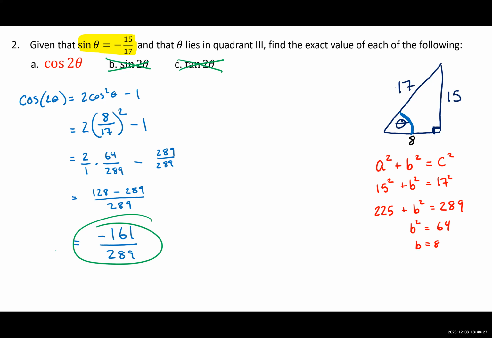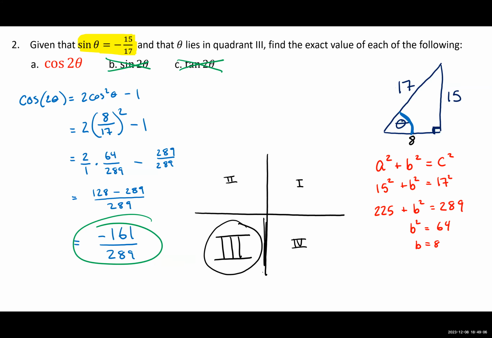But wait a second. Do we keep the negative sign or do we make it positive? So now we have to worry about the signs. Now we have to worry about the pluses and the minuses. Right? In quadrant 3, down here, this is quadrant 1, this is quadrant 2, quadrant 3, and quadrant 4. So in quadrant 3, the sine is negative because the y values are negative, but also the cosine is negative because the x values are also negative. So yes, we'll keep the negative sign, negative 161 over 289.